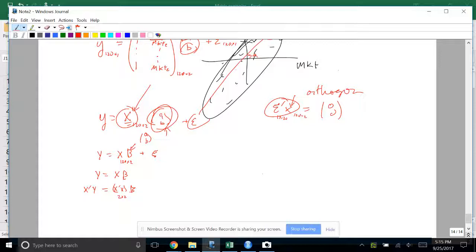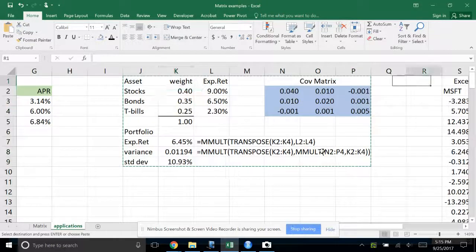And what is the other side going to be? It'll be 2 by 120 times 120 by 1, so this ends up being a 2 by 1 matrix. All right, so now X transpose X can be inverted. So we can solve for beta as X transpose X inverse times X transpose Y. Hopefully you've seen this in MSF 502. So let's see how that works in Excel.